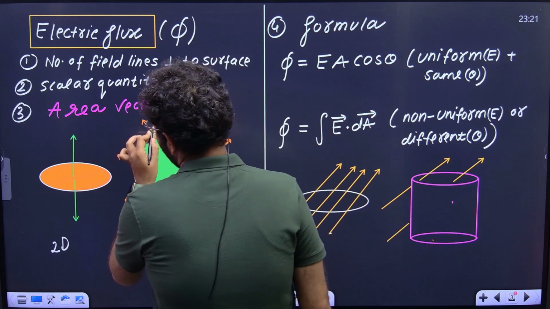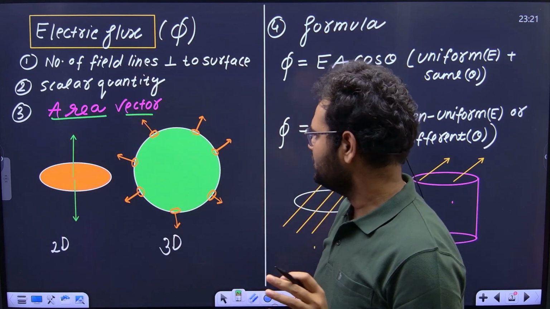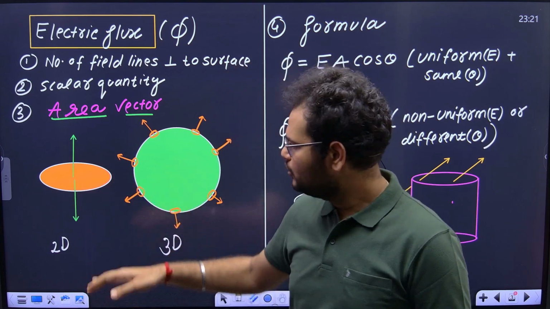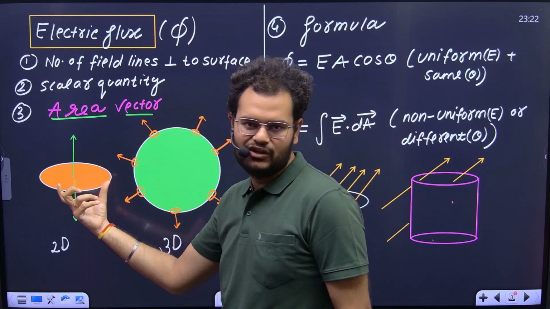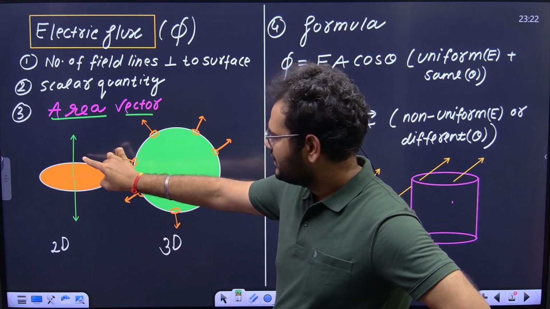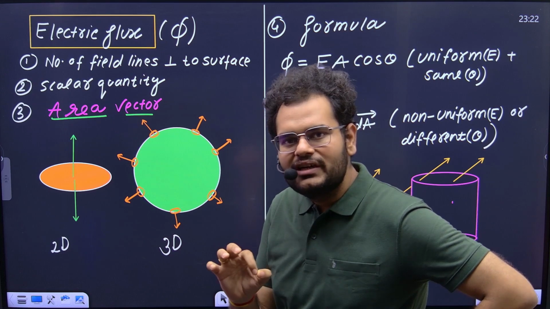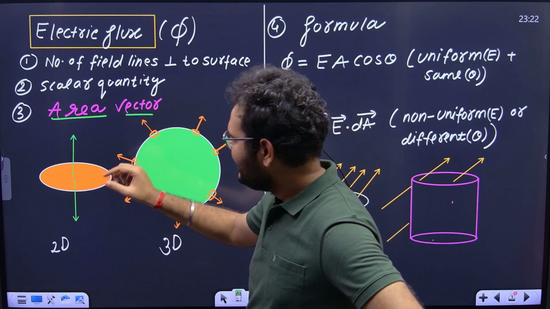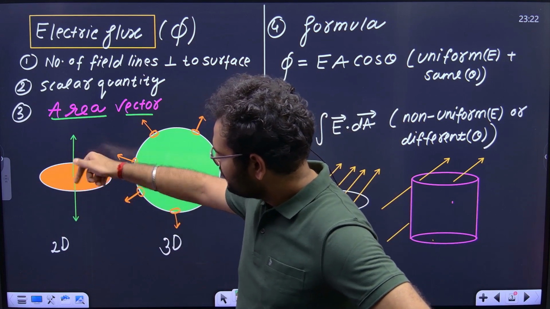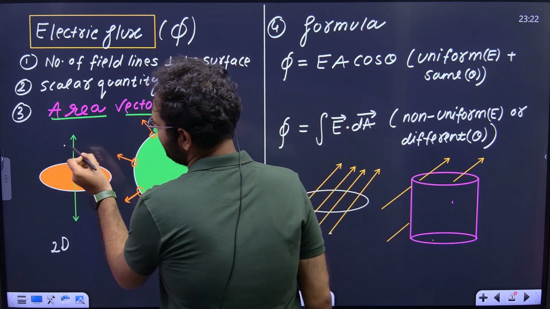The area vector is very important. You must know about the area vector. Basically, for orientation, two kinds of bodies are there: one is 2D, another is 3D. Let us say this is a disc kind of thing and this is a sphere. Now you tell me which area vector is correct. What I told regarding the area vector is that it is perpendicular to the surface. So this is the surface, and this is also perpendicular, this is also perpendicular. So in this case, I will say both are correct.